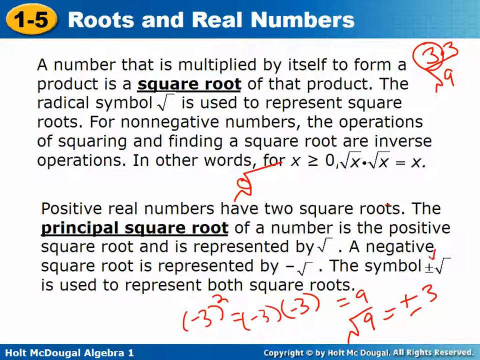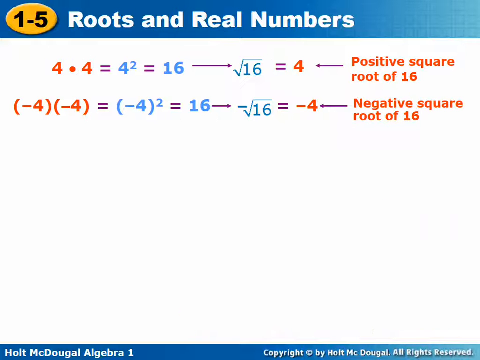And you'll see this little symbol here, the plus or minus, written in front of square roots a lot to show that there's really 2 answers when you take the square root of a number, the positive and the negative. Here's another example with 4 and 16 and negative 4 and 16. 4 squared is 16, so the square root of 16 is 4, but negative 4 squared is also 16. So the square root of 16 can also be negative 4.